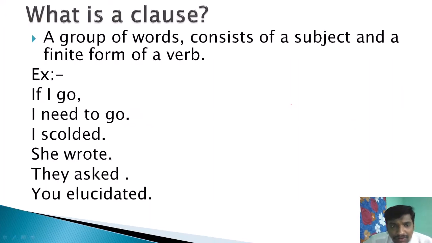Next unit, clause. Generally, this is somewhat opposite to phrase. Clause is also a group of words, but it consists of a subject and a finite form of a verb. Here you can see, if I go. Remember, dear students, a clause sometimes may be a sentence, but it may not be a sentence. Clause is a group of words which consist of a subject and a finite form of verb.